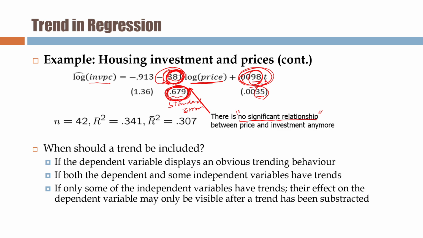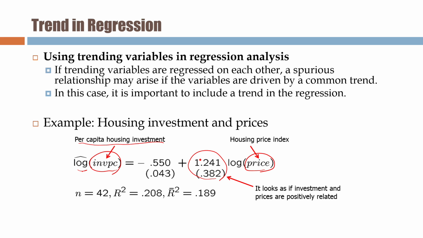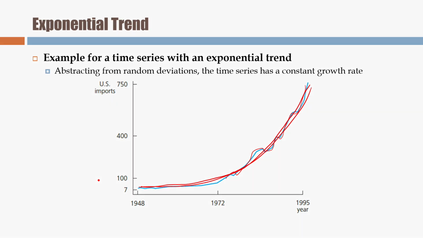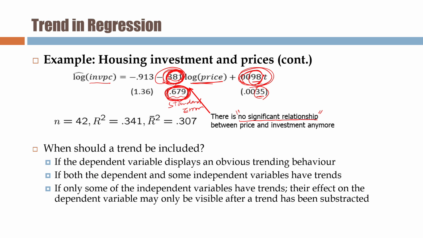So what you can tell, according to the previous regression result, is that 1.2 is way bigger than 0.38, so it's positive. The price index goes up as time goes by, right? Price and time have a positive relationship. That's why, when we don't take out the time, it looks like the price goes up and per capita house investment is going up, but actually investment is going up as time goes by, not because of the price.